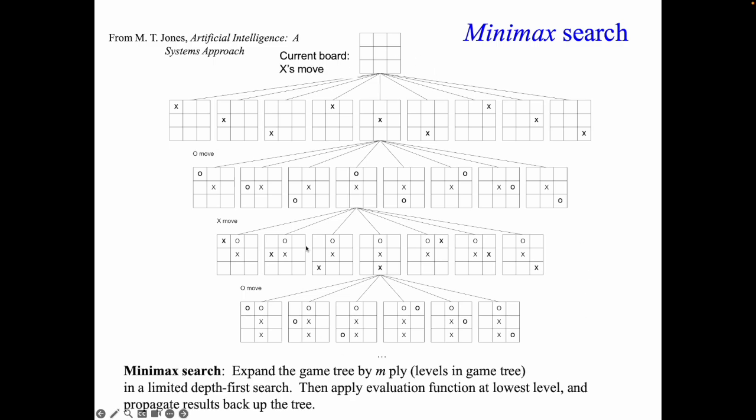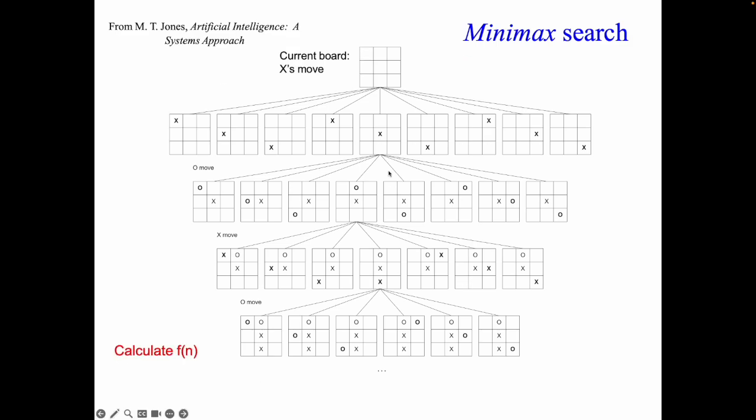So the key idea here is that instead of searching the whole tree, which is too large, we can go to a limited depth and then evaluate positions there. So here, can you calculate f of n at this level? Let's say these are our leaves and we want to calculate f of n. Do we have any volunteer? Even if just for one node.